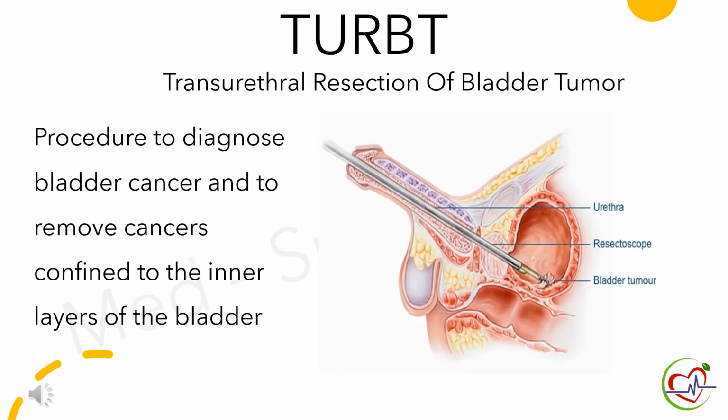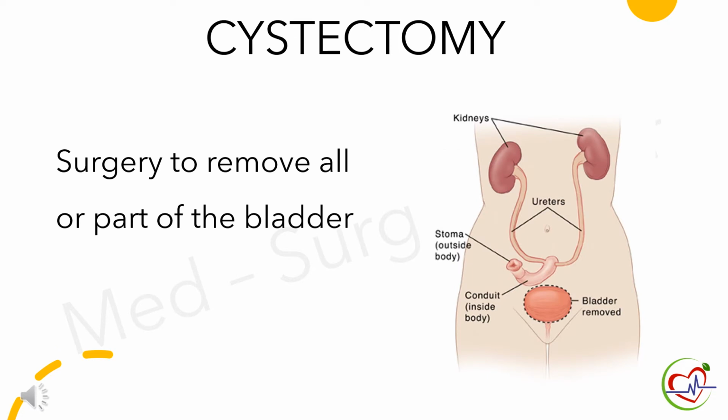First of all, let's see what is transurethral resection of bladder tumor or TURBT. It's a procedure to diagnose bladder cancer and to remove cancers confined to the inner layers of the bladder. Second procedure is cystectomy. It's a surgery to remove all or part of the bladder.